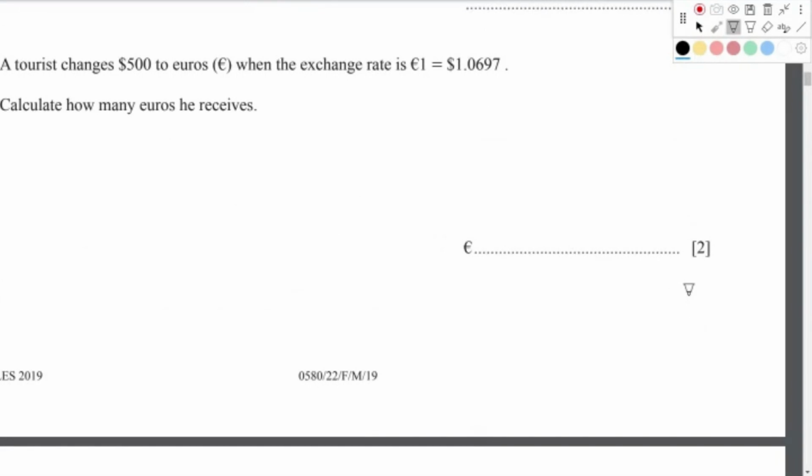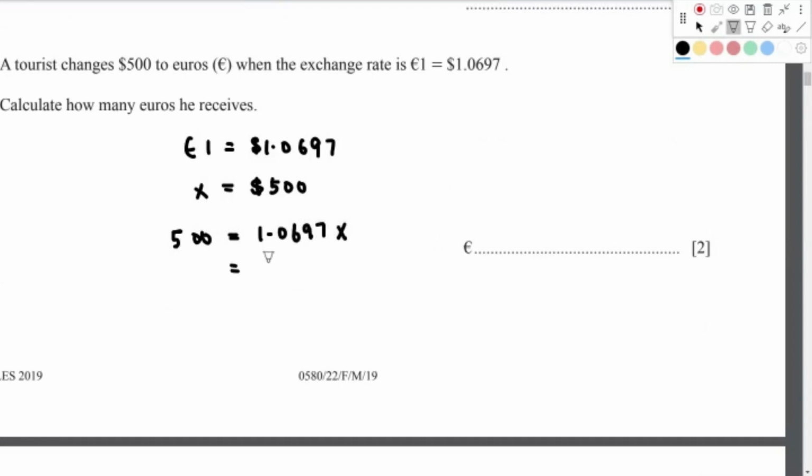A tourist changes 500 dollars to euros when the exchange rate is this. So simply write down 1 euro equals 1.0697 dollars. So how many euros is this? 500 equals x. You don't know. So simply what you have to do is cross multiply to get an answer. So 500 equals 1.0697x. So x must be 500 divided by 1.0697, which gives you 467.42 euros.